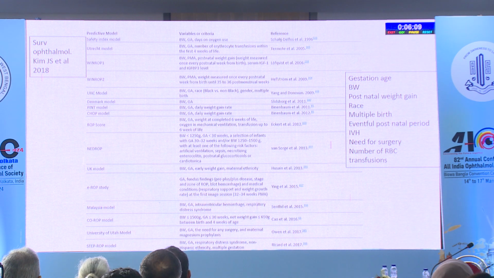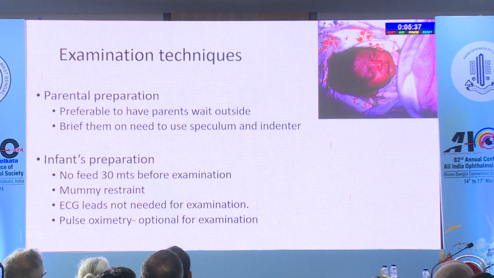Now, there are various models which have been created to help us identify the group which is at risk of developing ROP. They are based mostly on gestational age, birth weight, and again all those parameters which we identified on multivariate analysis to be important. But none of those have really been proved so useful that you depend only on that to tell which case to be screened and which case not. We still end up examining all children at the age of 4 weeks after birth in most situations.